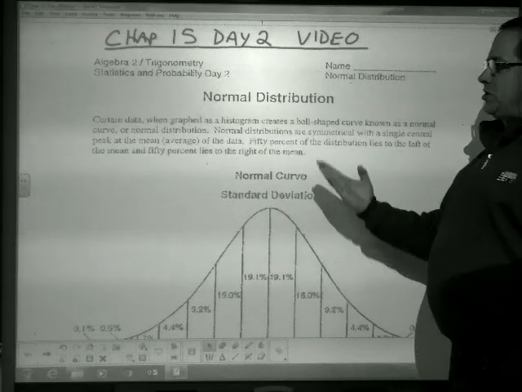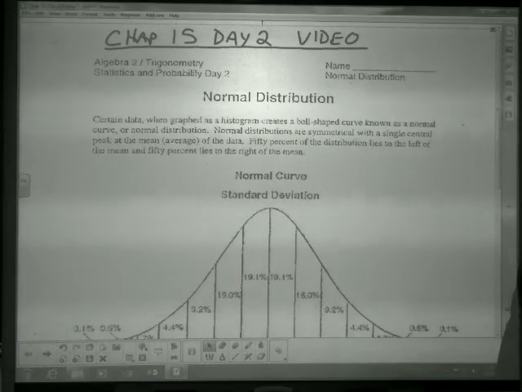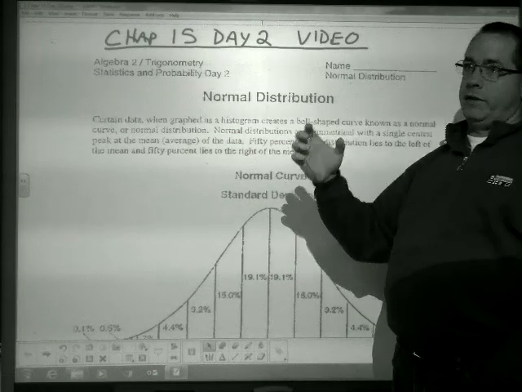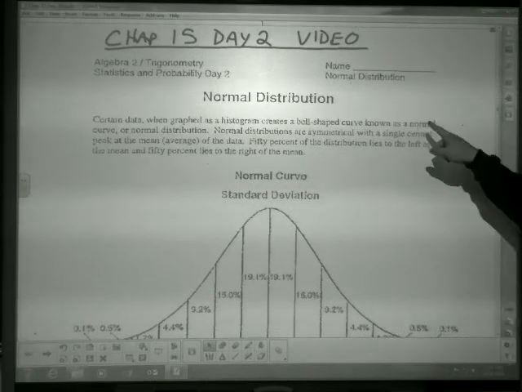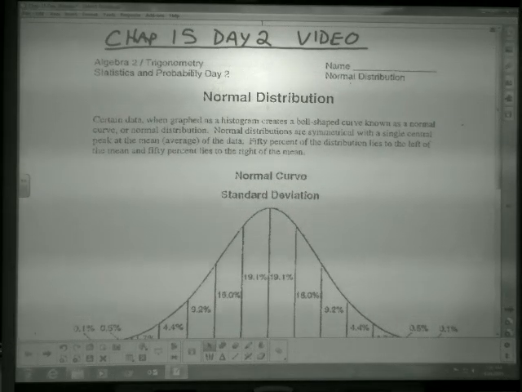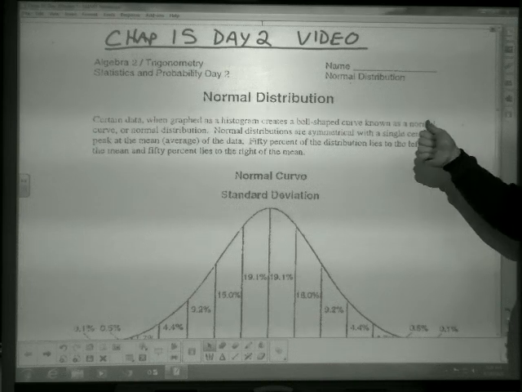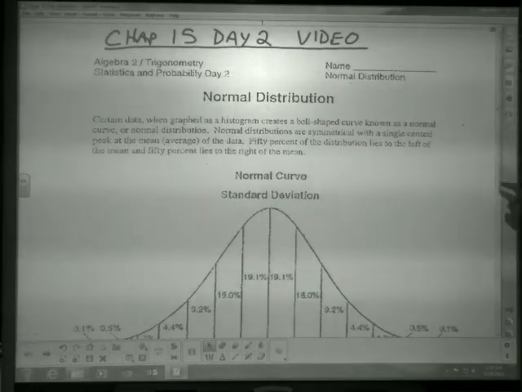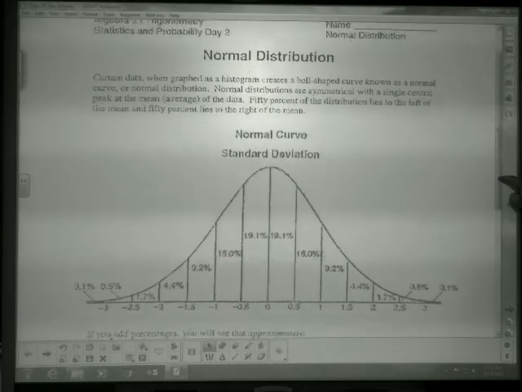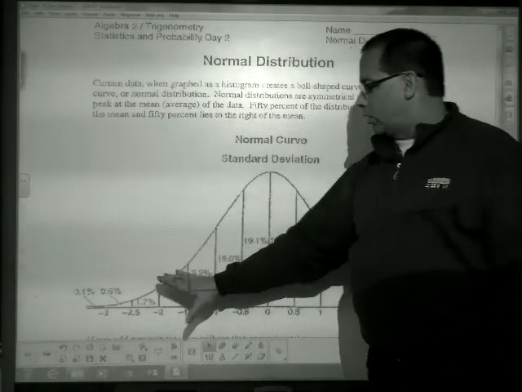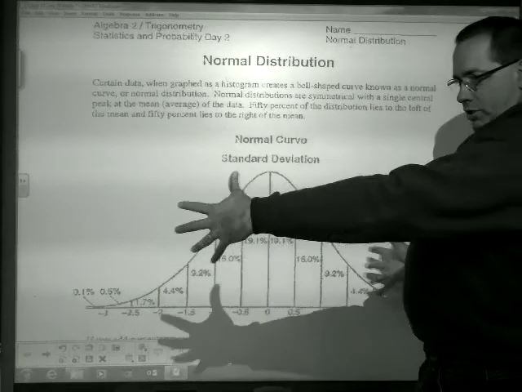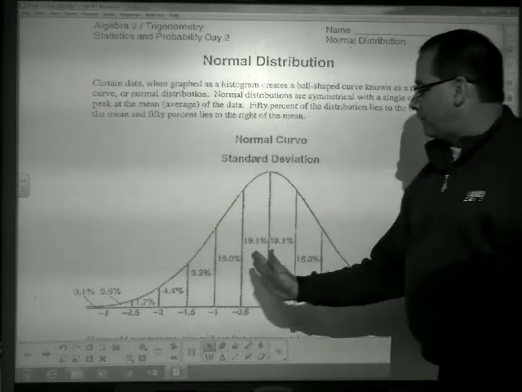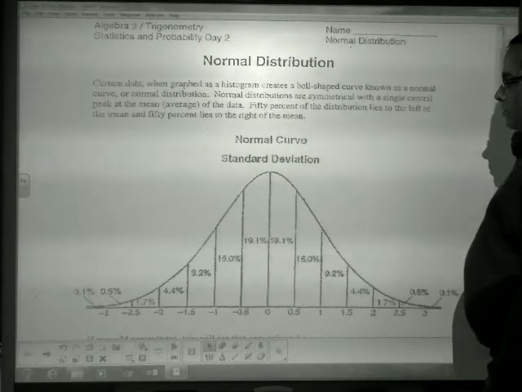If we read what it says here, it says certain data when graphed as a histogram creates what they call a bell-shaped curve, because the inside of it looks like the inside of a bell, known as a normal curve or normal distribution. They are symmetrical, have a single central peak, that's their mean. Now, what do we know? Underneath the whole entire curve, we'll call that 100% of the distribution. So 50% of the distribution lies to the left, and 50% lies to the right.